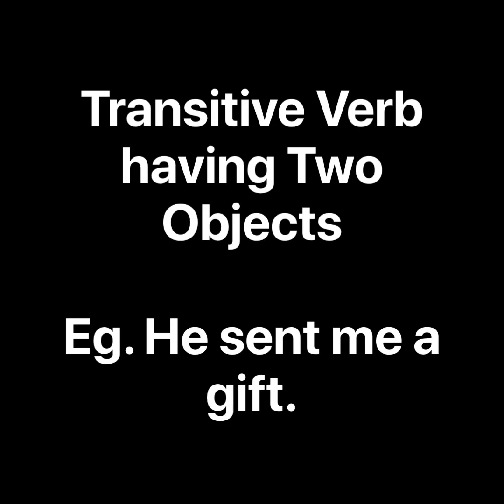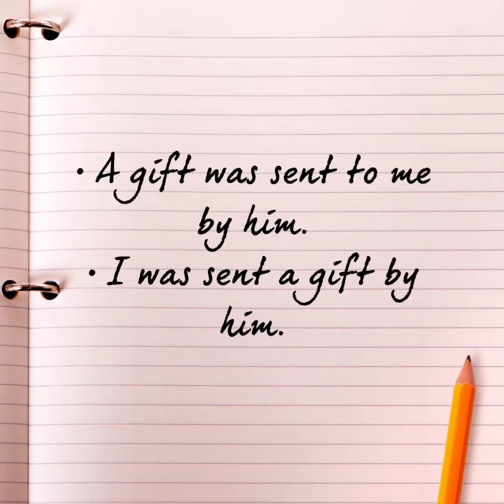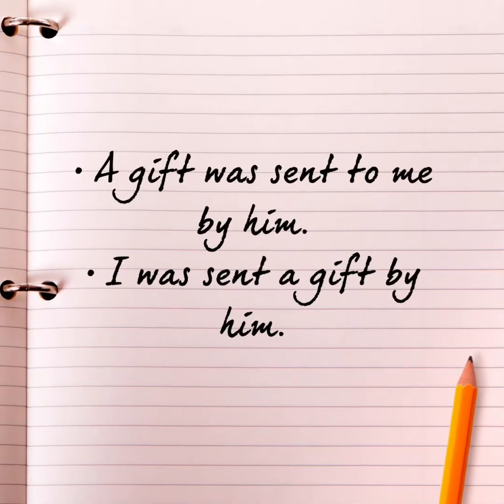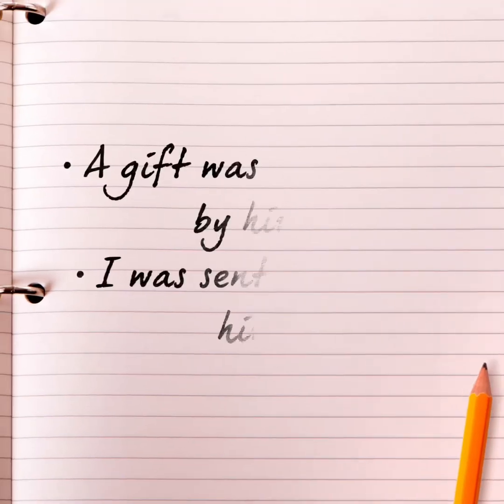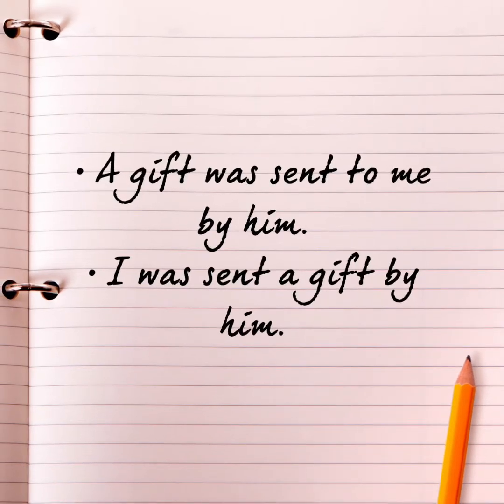So in this kind of active voice, what will be the change? Let's see. In this case, we can use either of the objects as a subject. So here we have two types of sentences in passive form. A gift was sent to me by him. I was sent a gift by him. Both are correct. You can use any of them.